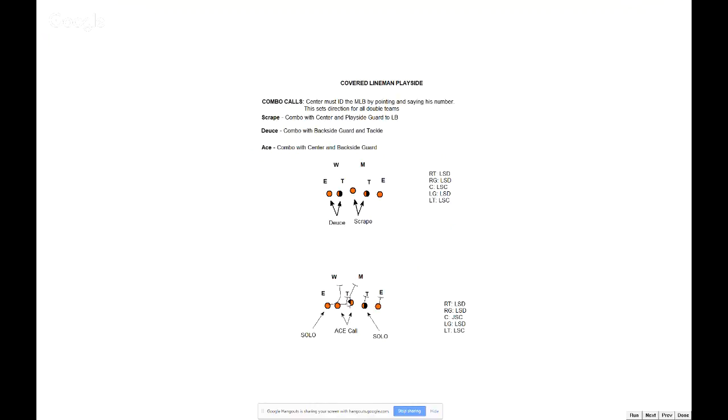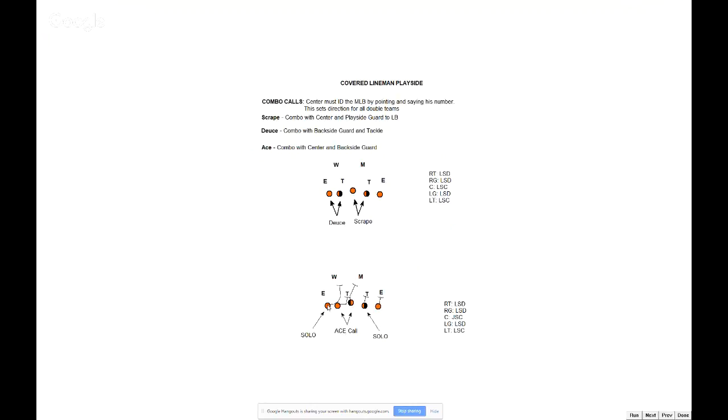Going down here, we get a shade on our center, so that's going to change our call a little bit. All right, if we get a shade on our center, we know we're not going to be able to get a double team with our guard and our backside tackle, so we're going to have a different call now. Our center is going to identify the mic, and now he's going to make an ace call. An ace call is saying that, hey, I need to work with my backside guard. I've already identified the mic, and we're going to work in this direction together. Ace also kind of lets everybody else know, hey, everyone else is solo now.